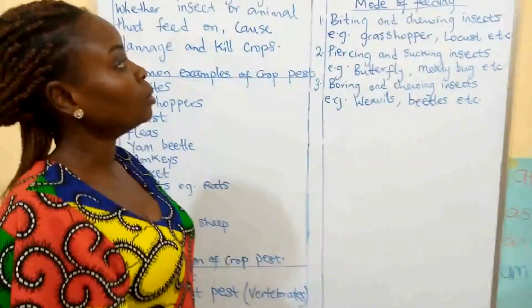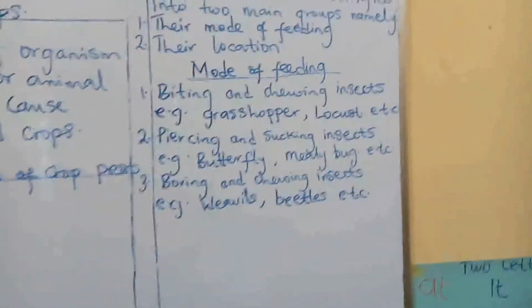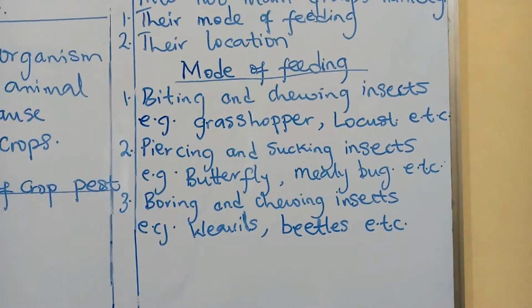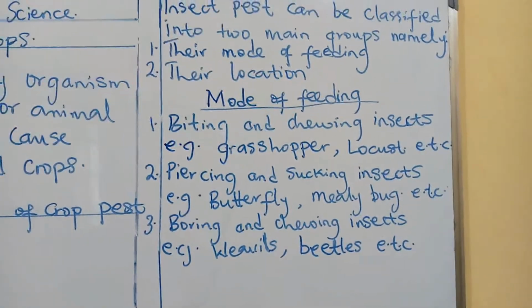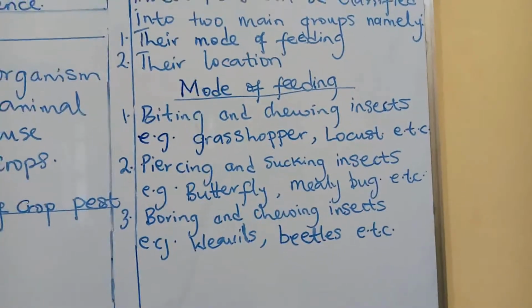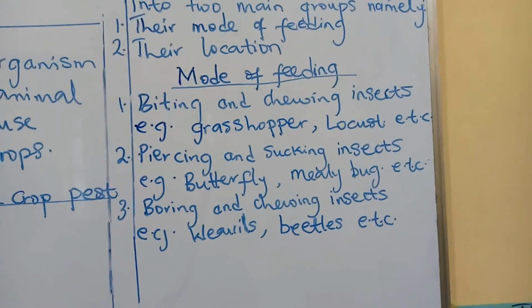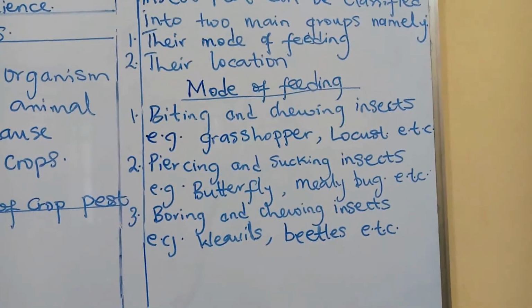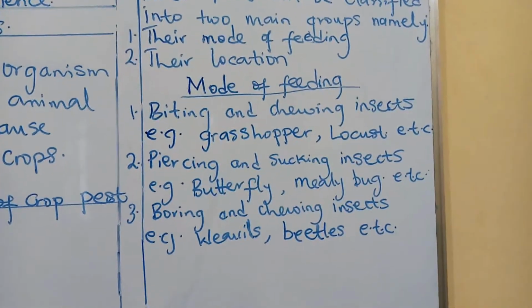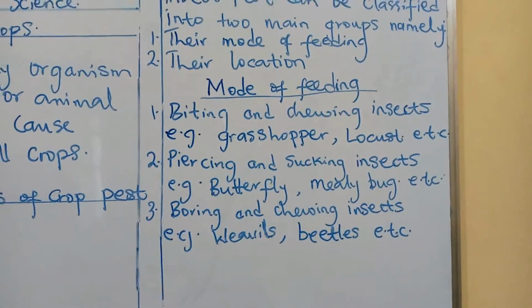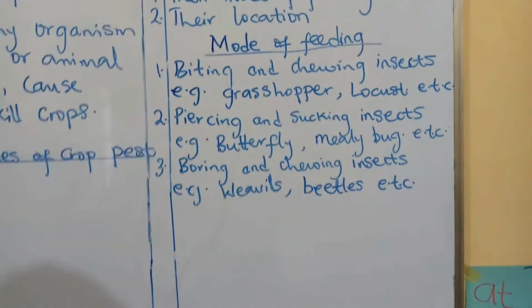Remember we talked about the mode of feeding of insects, and I've listed the different categories on the board, and I've also given examples of insects according to their mode of feeding. Number one, we have the biting and chewing insects. Examples are the grasshoppers and locusts. There are so many of them. Number two, piercing and sucking insects. Examples are butterflies and mealybug. We have so many of them too. Number three, we have boring and chewing insects. Here we have our weevils and our beetles.